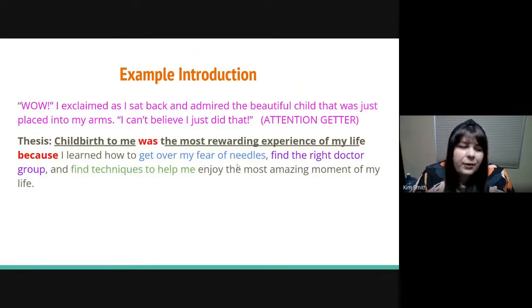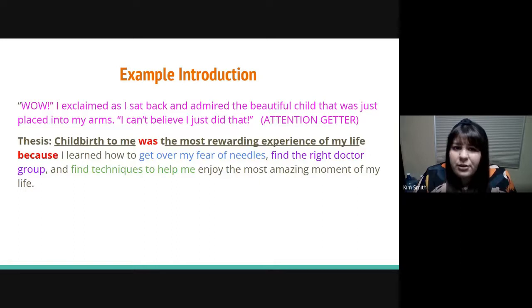Here's an example. So this is a student essay. It says, "Wow," I exclaimed as I sat back and admired the beautiful child that was just placed into my arms. "I can't believe I just did that." That's an attention getter, right? You read that and you're like, okay, I mean, childbirth is cool, but what was so special about this for you? And that's where her thesis comes in.